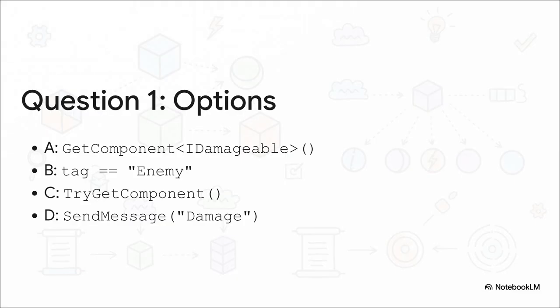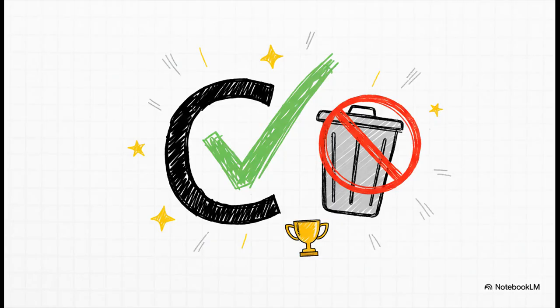Okay, let's look at the options. A is your basic GetComponent. B is checking the tag. C uses that TryGetComponent method we talked about, and D is SendMessage. So, which one is the cleanest? I'll give you a second to think about it. And the correct answer is C. TryGetComponent is the one. It's explicitly designed for zero allocation retrieval, which makes it the most optimized choice here. It's the king for high-frequency events like this.